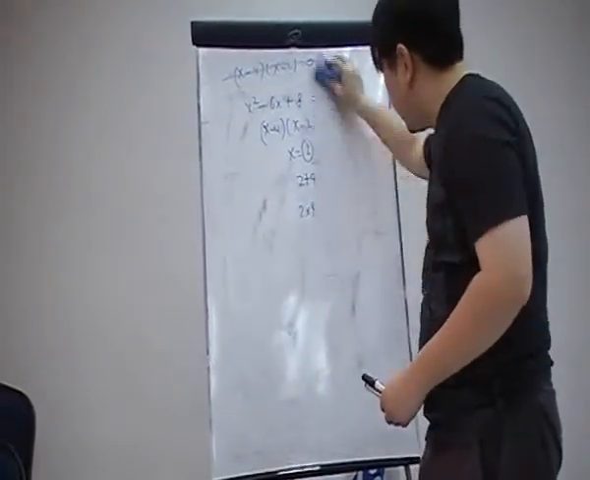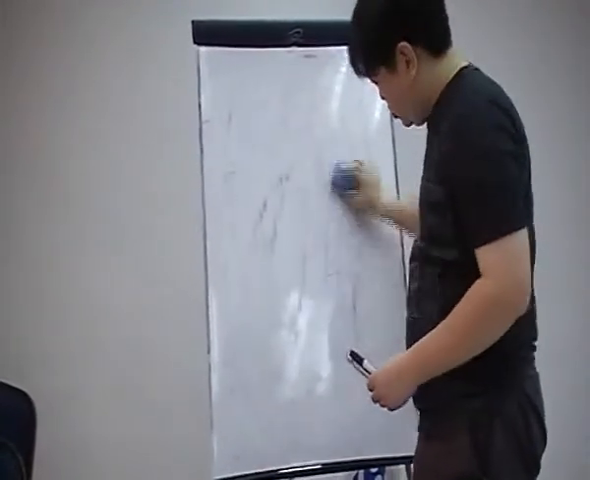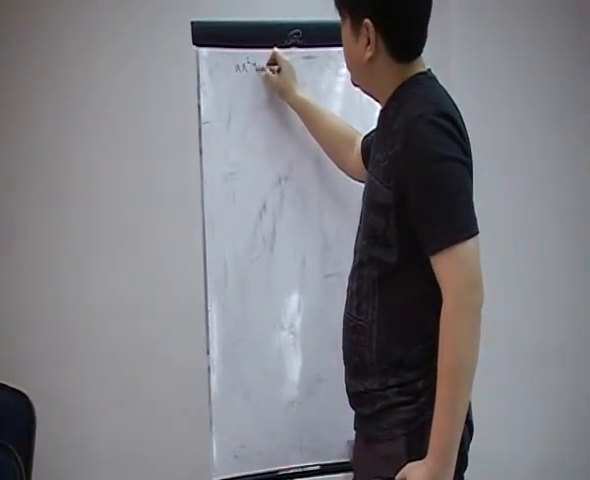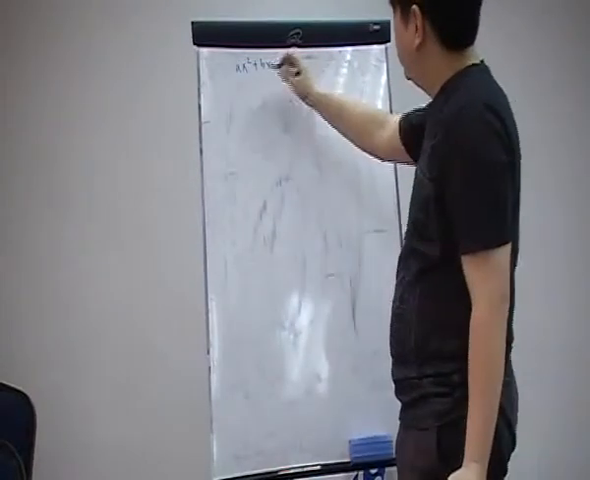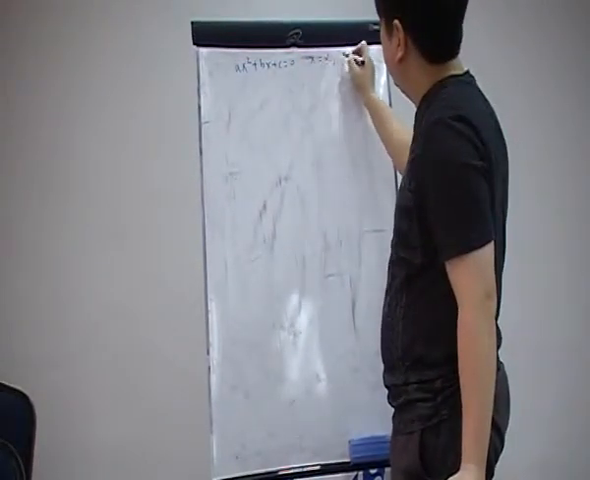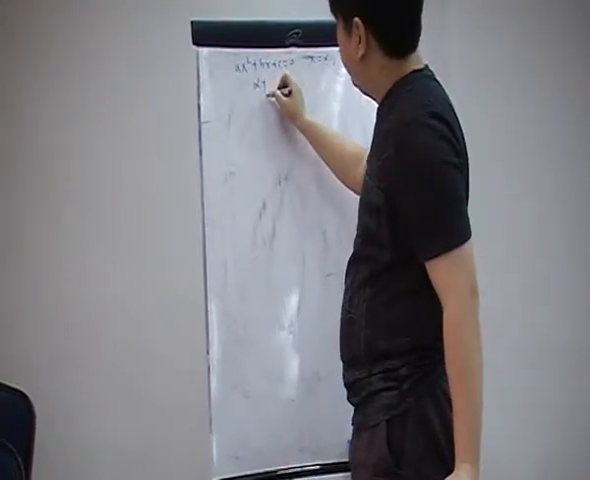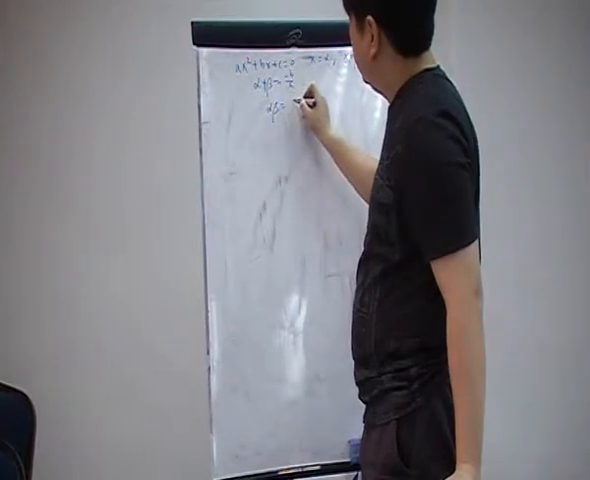Okay, so I say again. If you have an equation ax squared plus bx plus c equal to 0, and this equation has two roots, x equal to alpha, x equal to beta, then the sum of roots is equal to minus b over a, and the product of roots equals c over a.